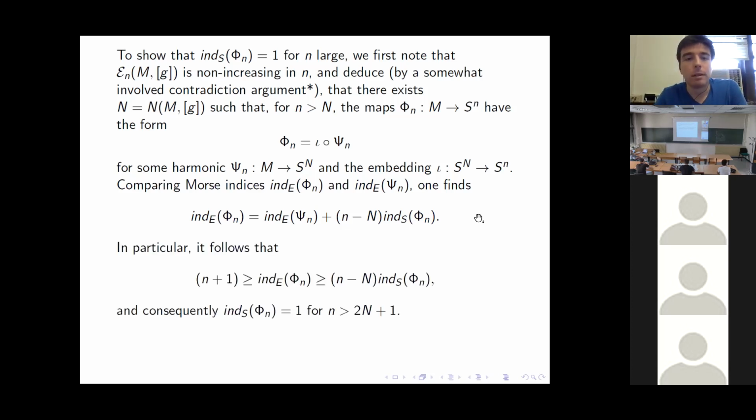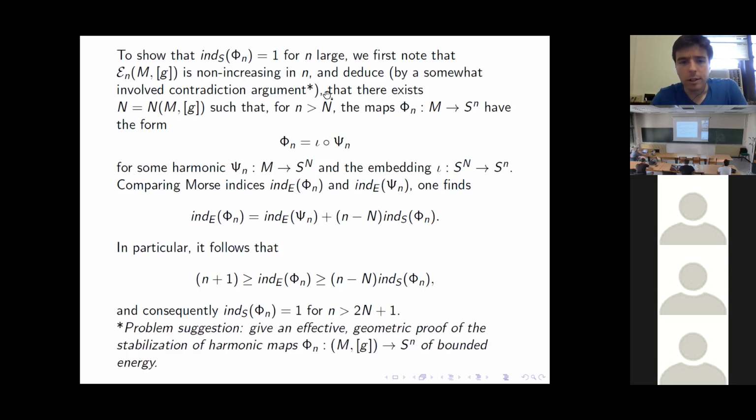Okay. So in particular, just forgetting about this Morse index, this psi n part, because we know that's at least non-negative, right? Then we know that n+1, by the min-max characterization, is going to be bigger than or equal to this Morse index of the Bn. But we see that's bounded below by little n minus this fixed big N times the spectral index of n. So in particular, if the spectral index is larger than 1, we would get a contradiction as soon as little n is bigger than this fixed 2n+1. Okay, so in fact, the spectral index has to be 1, and we get this desired equality.